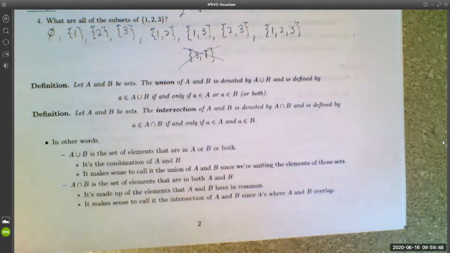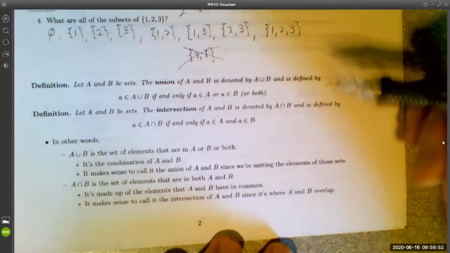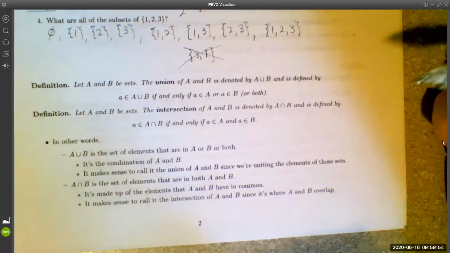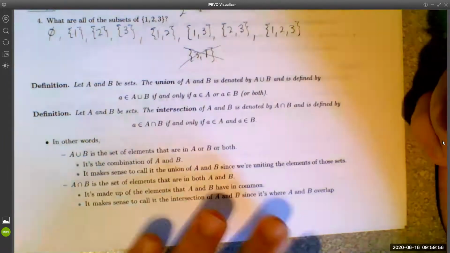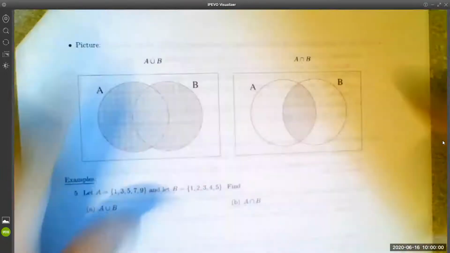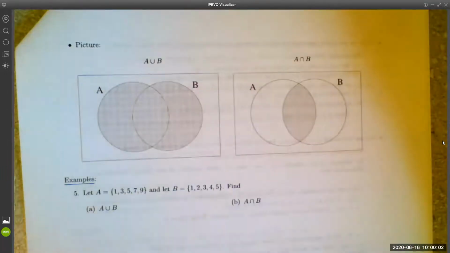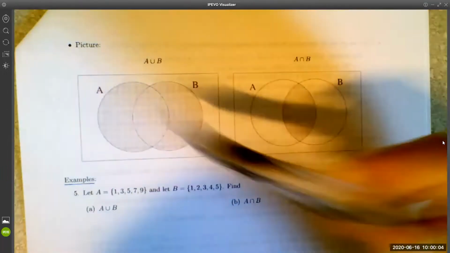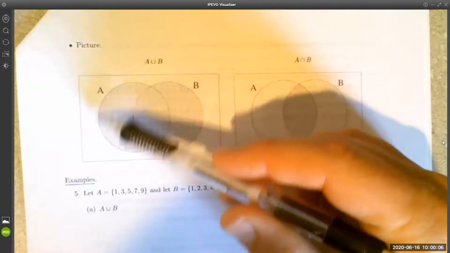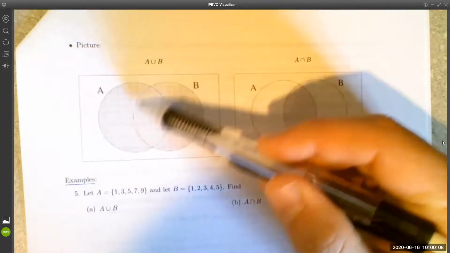So it makes sense to call it an intersection. Anyway, hopefully that helps you get your head around the concept a little bit. Here's a picture to help you even further. These are Venn diagrams. Let's say we've got the set A here, we've got the set B there.